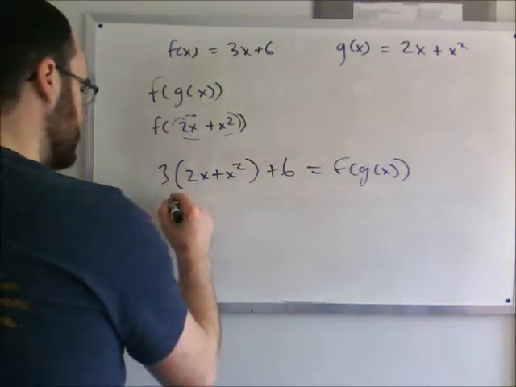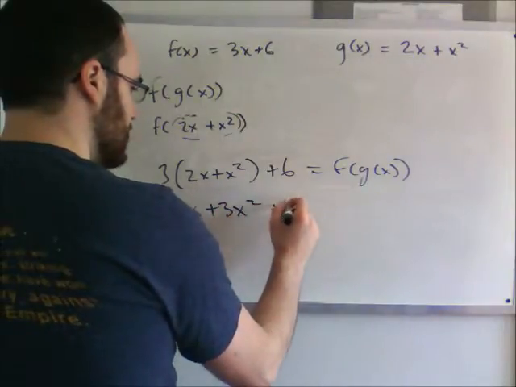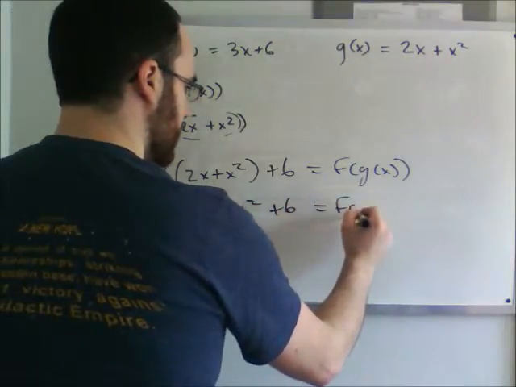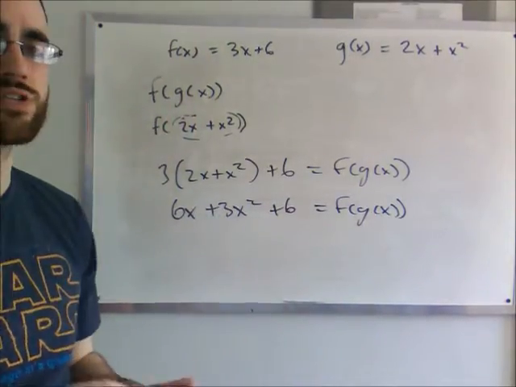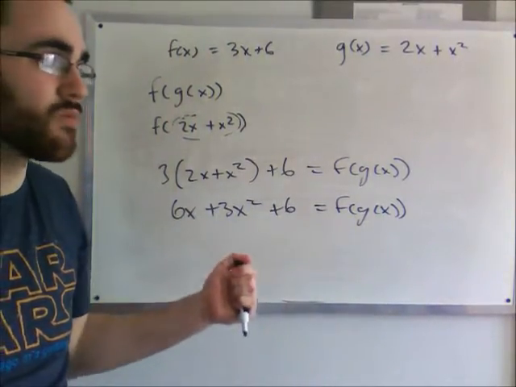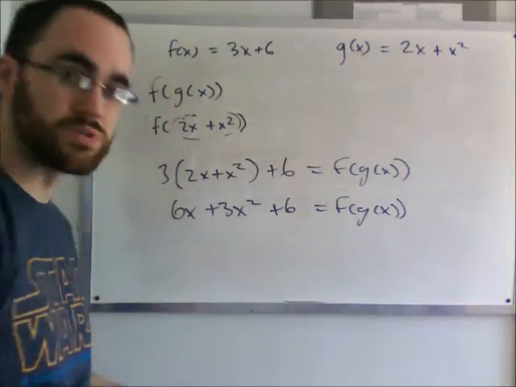So multiply this out, I get 3 times 2 is 6x plus 3x squared plus 6 equals f of g of x. So that's functions of functions and how functions work in general. Basically, they're just like saying y, instead of saying y, you say f of x. Hopefully that helps you with functions.